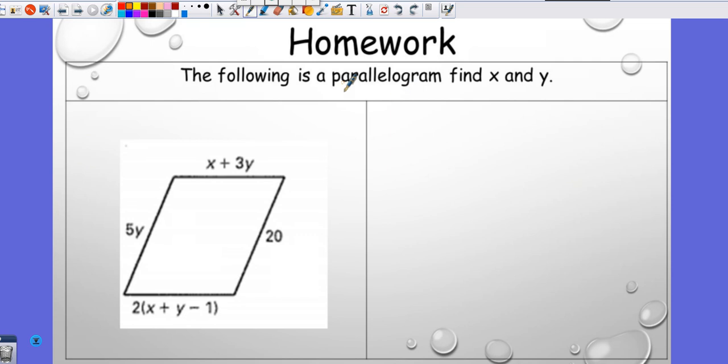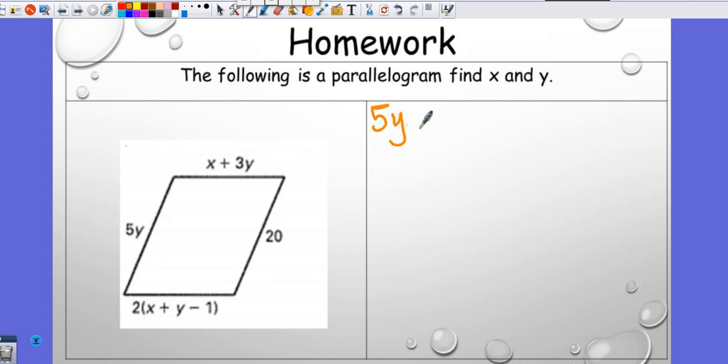The next one says the following is a parallelogram, find x and y. So if you look here, what we know about parallelograms is opposite sides are congruent. So I'm going to write both equations to see which one I can tackle first. 2 times x plus y minus 1. Well, we have a problem. I have 2 unknowns, so I can't work with that equation first. So I'm going to erase that one. Can't deal with it yet because I have both x and y in that one. Hopefully the other side will help me out.